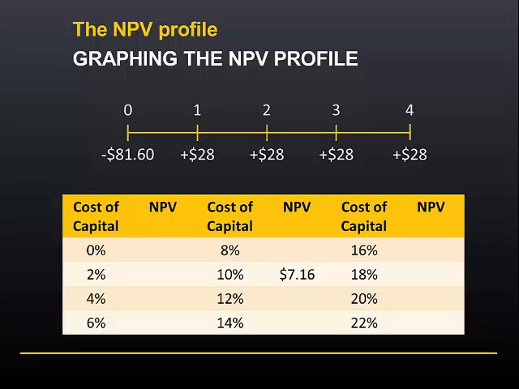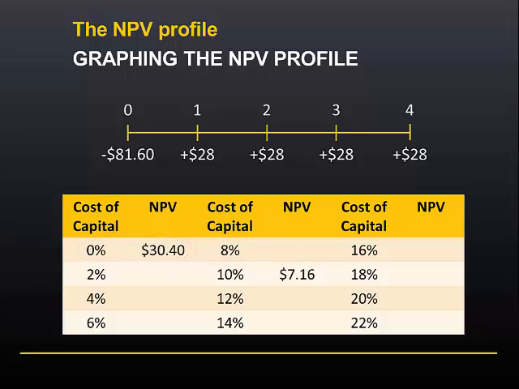In order to graph the NPV profile, we need to calculate the NPV for various values of the cost of capital. We already know that the NPV for a cost of capital of 10% is $7.16. We can also easily calculate the NPV for a cost of capital of 0. If the time value of money is 0, then we can just add up the cash flows without any discounting. And that gives us an NPV of $30.40.